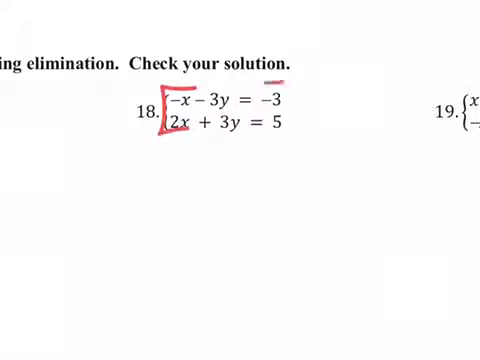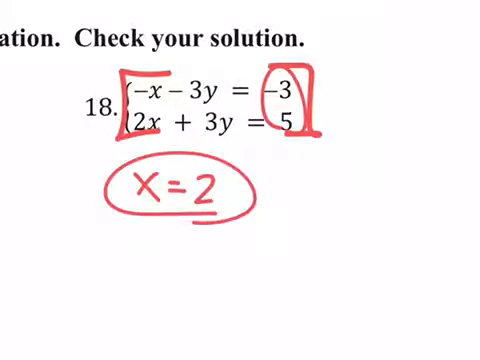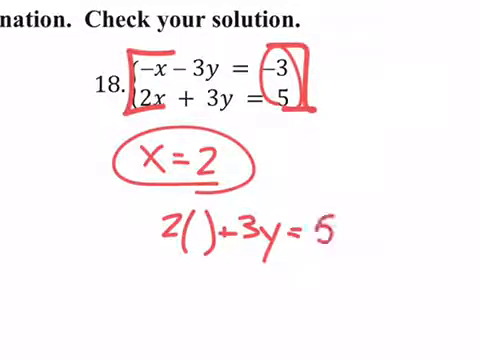It's already ready to go because you might recognize negative 3y and positive 3y will cancel out. Negative x and 2x gives me an x. Negative 3 plus 5 gives me a 2. And there it is, x is solved for. Now, pick one of the original equations. I'm going to pick the second one. 2x plus 3y, let's leave a spot for our x with some parentheses, is equal to 5.